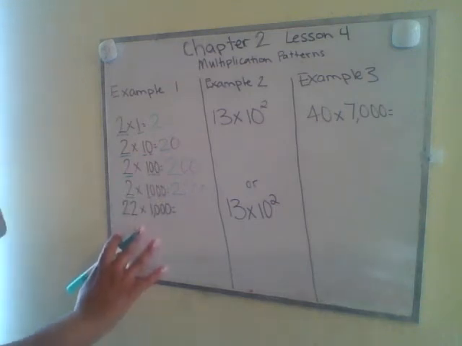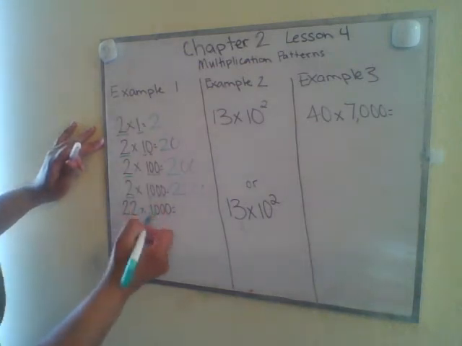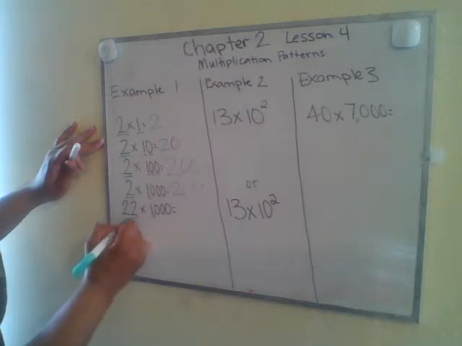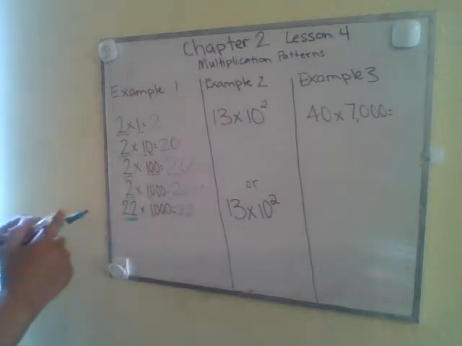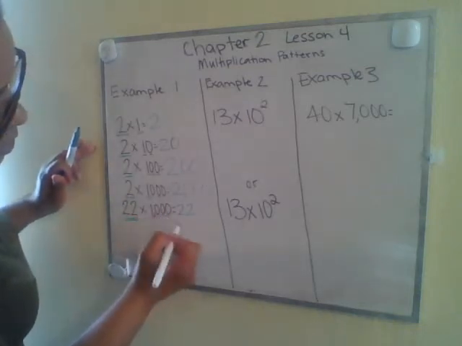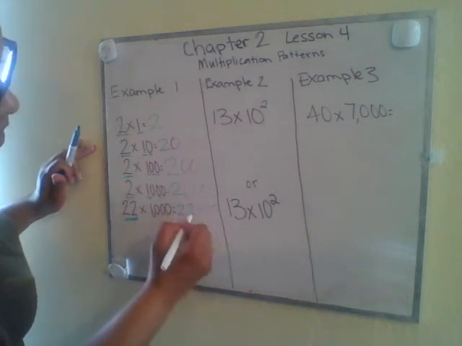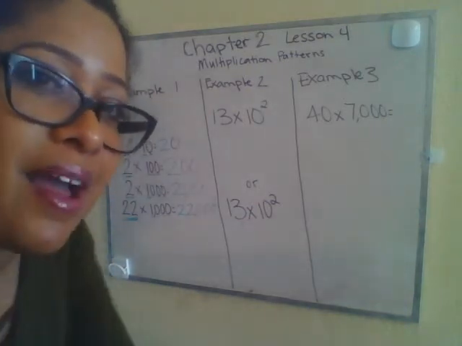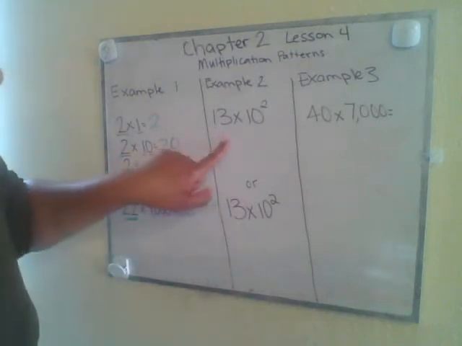Okay, and then here's one more example that I added, which is not in the book. Again, you find your basic multiplication, which is 1 times 22 in this case, and 1 times 22 is 22. And then you count how many zeros you have: 1, 2, 3. And then you put your commas accordingly.